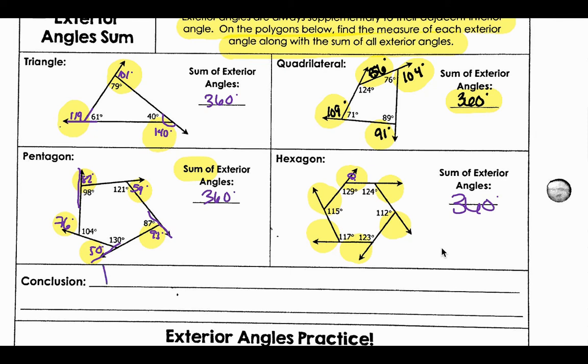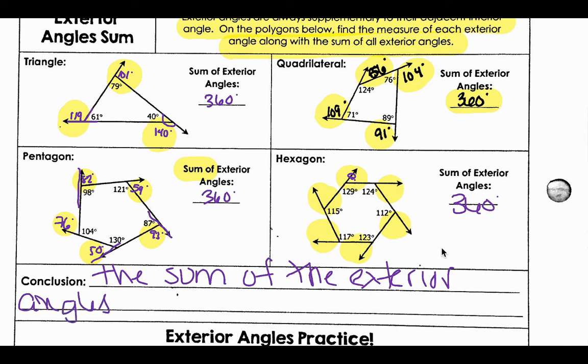So we can make a conclusion that the sum of the exterior angles of any polygon is equal to 360 degrees. So that's a really nice and easy formula, or just a fact to remember, because you don't have to do any specific math to a triangle, a quadrilateral, a pentagon, hexagon, dodecagon, 15-gon, 93-gon.